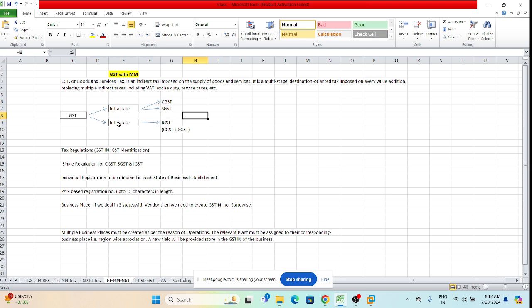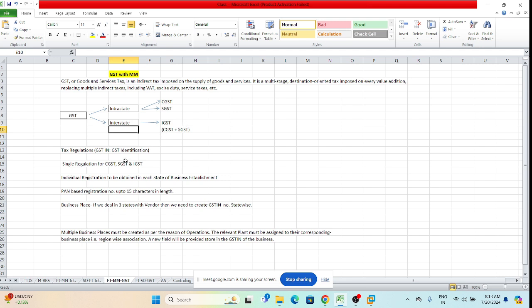Interstate means if a transaction happens between two states, then interstate GST, IGST, will be applicable. IGST will have both CGST and SGST, which means there will be two shares in IGST, the central GST part and the state GST part.